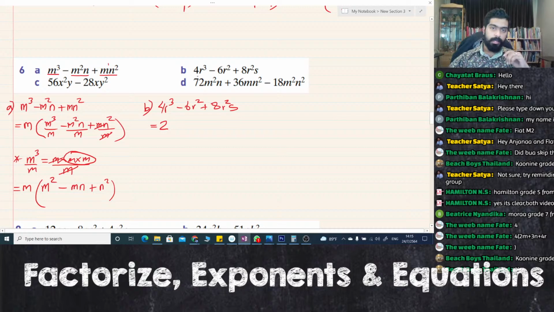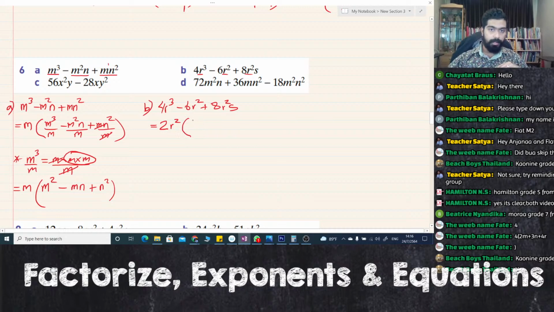Now, if we take a look at r, guys, we have r cubed, r square and r square. So from the previous question, if you remember, we are going to take the r that is raised to the least power, right? So we are going to bring r square out. And we have an s here, but we don't have s in the first or the second term. So this would be our greatest common factor.